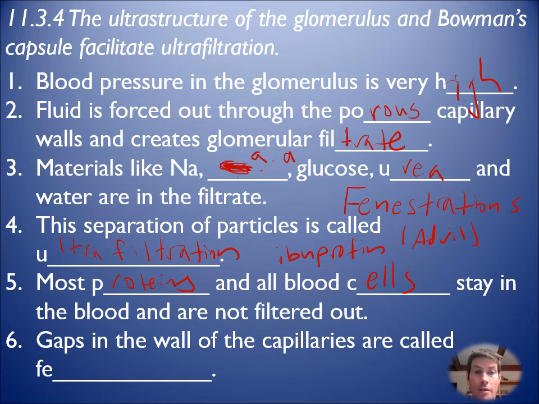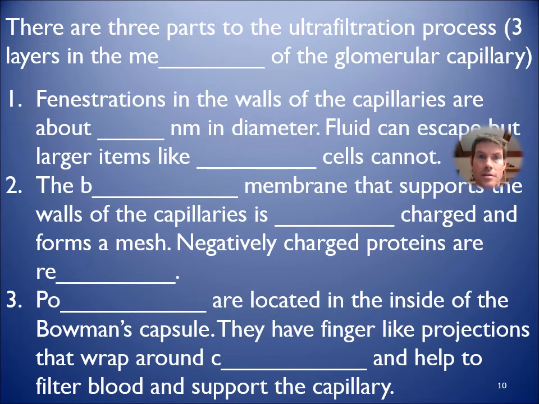Oh yeah, gaps in the wall, these holes. I didn't know I had it here. Forgot. Fenestrations. Fancy word for holes. Okay, 3 parts, 3 layers of the membrane of that capillary, of the blood vessel. So, about 100 nanometers in diameter. Fluid can escape, but things like blood cells, white blood cells, red blood cells cannot.